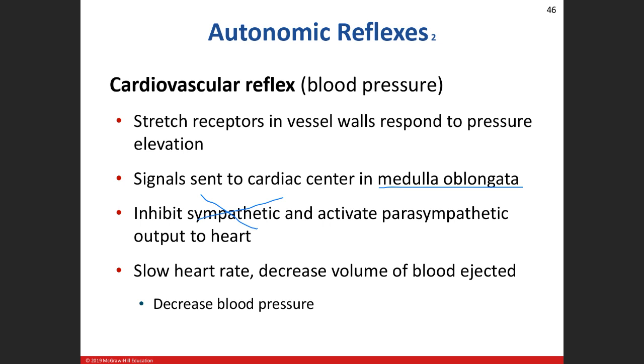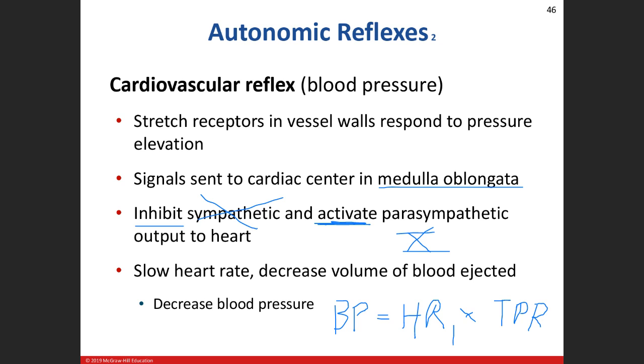Parasympathetic decreases the heart rate. So it's going to inhibit immediately any sympathetic input to the heart. While it's doing that, which is kind of cool, it's going to activate the parasympathetic, the vagus nerve, cranial nerve 10. So vagus is going to slow the heart rate. So remember that equation, BP is equal to heart rate times total peripheral resistance.